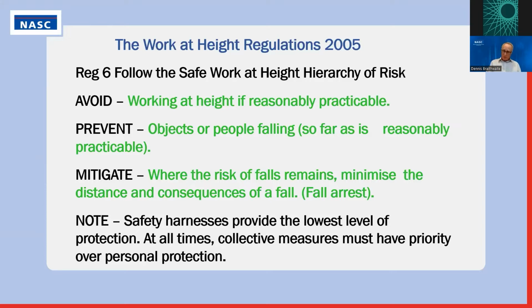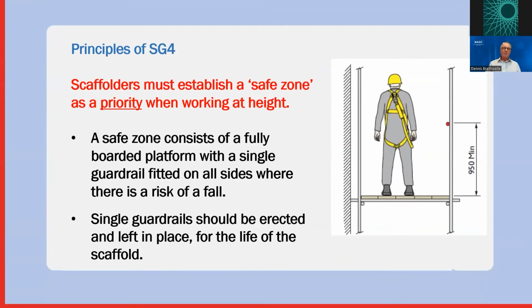Now, safety harnesses provide the lowest level of protection at all times, and collective measures must have priority. Unfortunately, with scaffolding, we have to rely on safety harnesses at certain times because there's literally no other means when we're actually erecting the access, so it's not possible to do anything when we first start the scaffold. The basic principle of SG4 is that scaffolders must establish a safe zone as a priority. So a safe zone consists of a fully boarded platform with a single guardrail fitted on all sides where there's a risk of a fall.